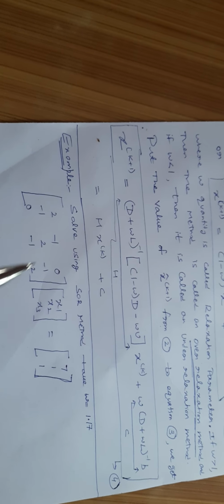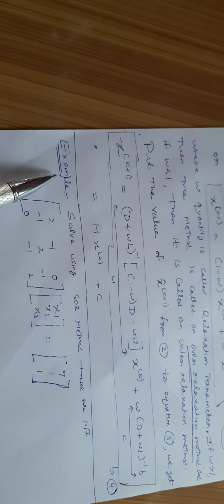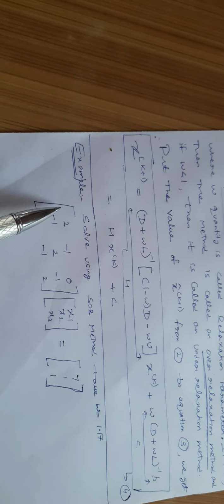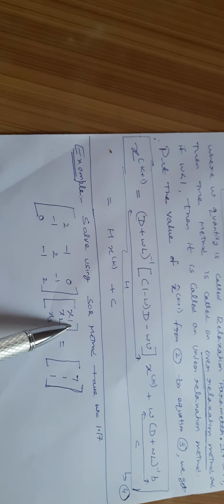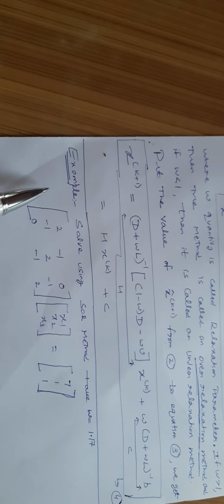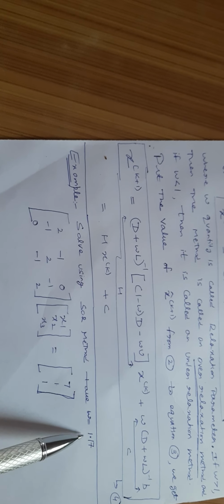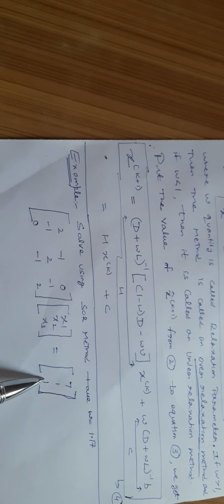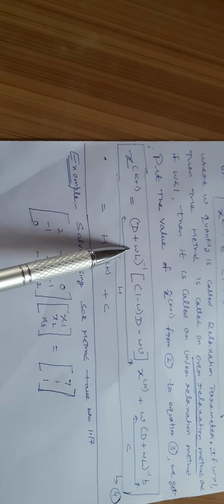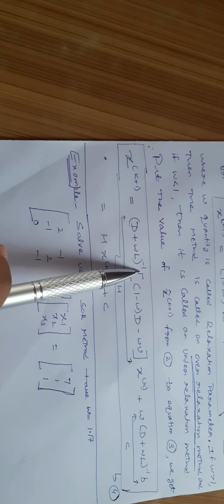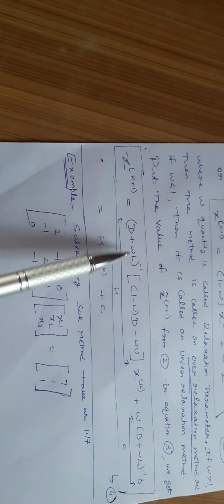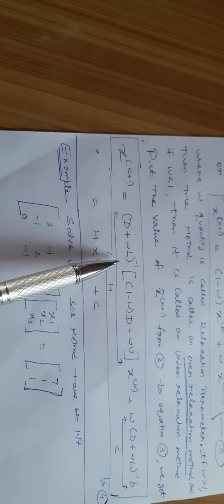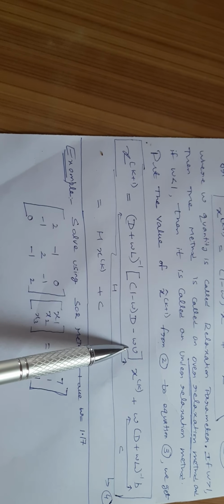As we are solving the system of linear equations, and in particular my videos are based on systems of linear equations containing 3 unknowns, here is an example. We will take w is equal to 1.17 here and we will solve these equations. For that we need d plus wl raised to power minus 1. As already explained, d is the diagonal matrix from this coefficient matrix, L is the lower triangular matrix, and U is the upper triangular matrix.